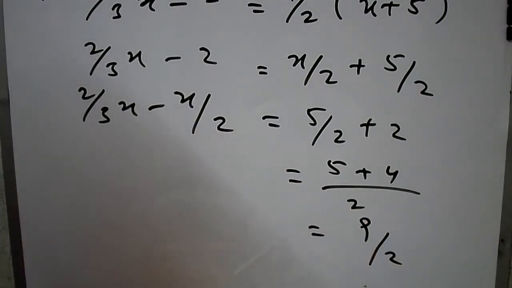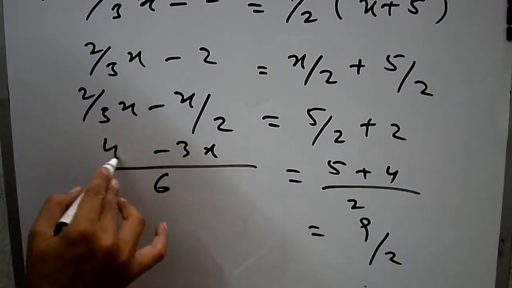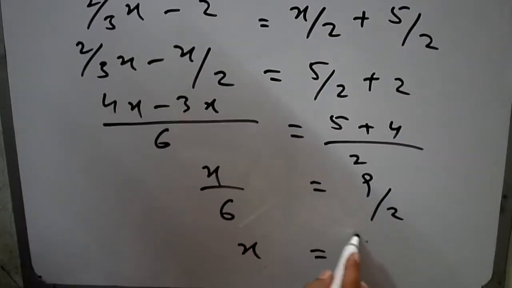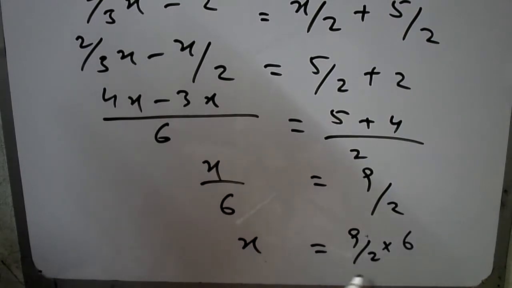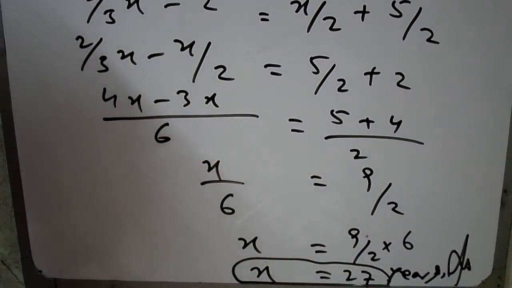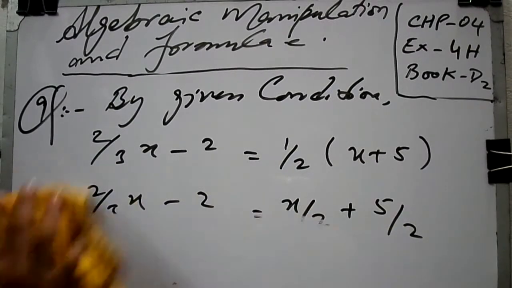On the left hand side you have to simplify it, where 6 is your LCM, so 4x minus 3x, and you will get x/6. You need the value of x, so by cross multiplication, 9/2 multiplied by 6: 3 twos are 6 and 9 threes are 27. So the value of x is 27 years. So that is your result and Peter's age. Now coming to question number 10.